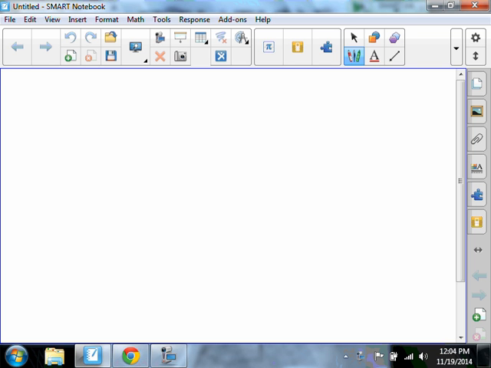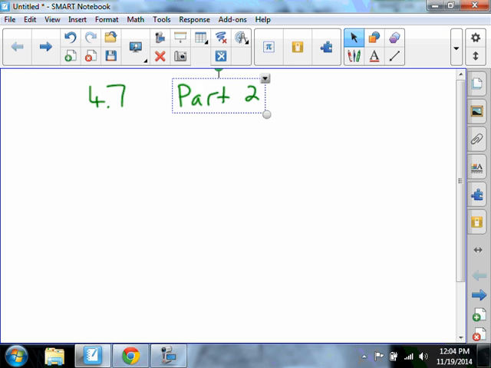Okay, so what we're doing is we're looking at Chapter 4, Section 7, Part 2. So this is actually the part that the other classes haven't seen yet. And what it's all about is a compound word, a word that's made up of three words.